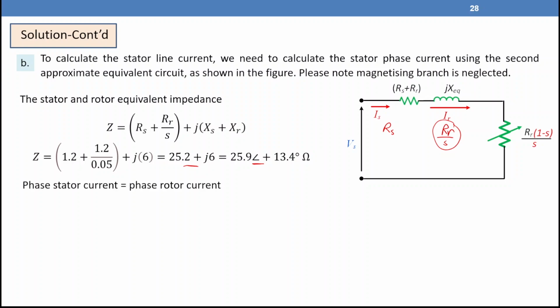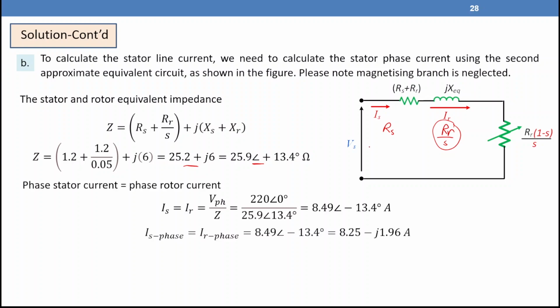So now we can calculate the current. We assume that the voltage is 220 volt angle 0 phase value, because that one is delta connected. Divide that by the impedance. You get the current 8.5 ampere and angle minus 13.4 degrees. That one is the phase current. Phase rotor current equals stator current, because we use the second approximate equivalent circuit. I put the current in polar and rectangular form as well for you to check by yourself. But that one is the phase current.